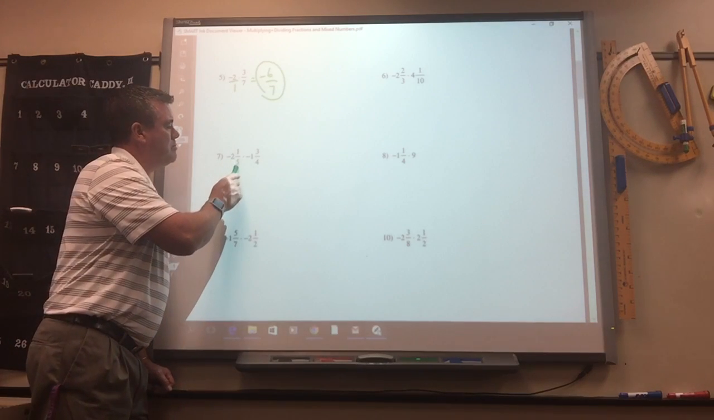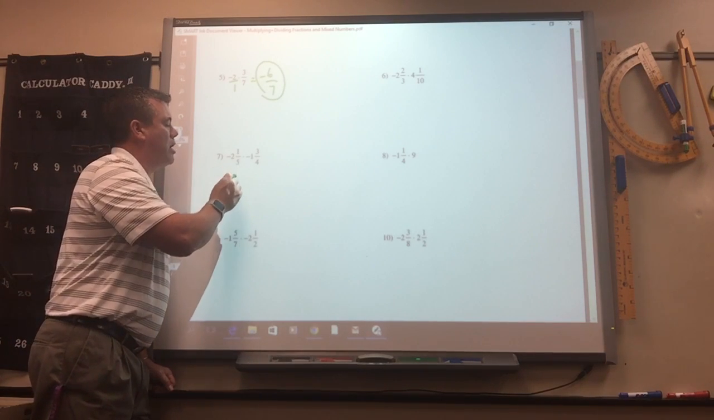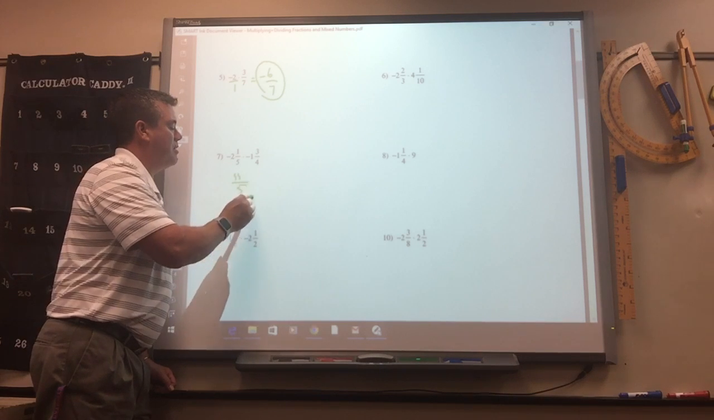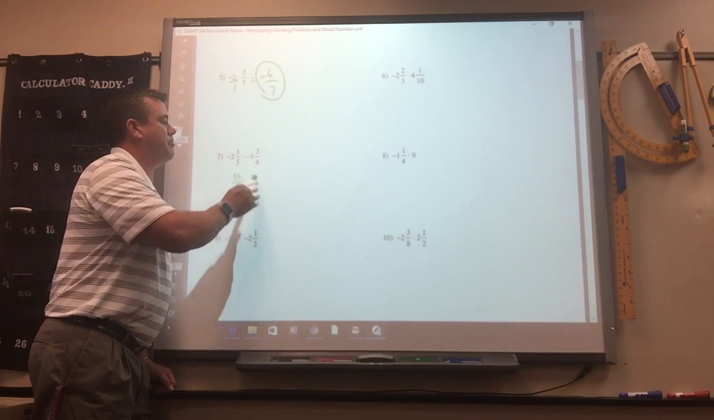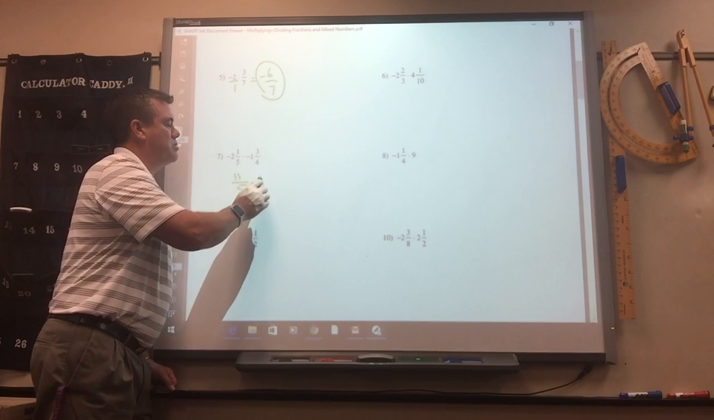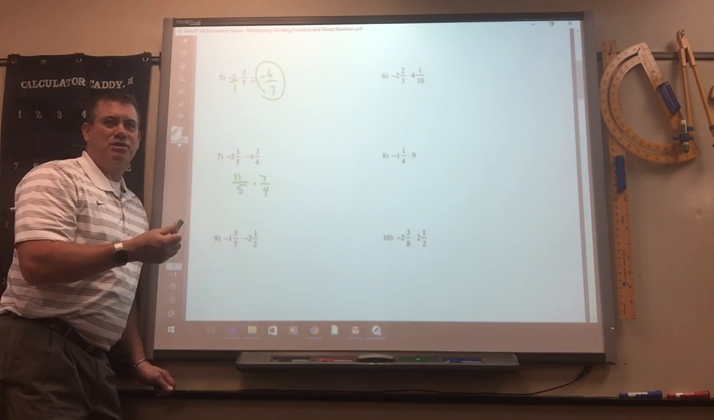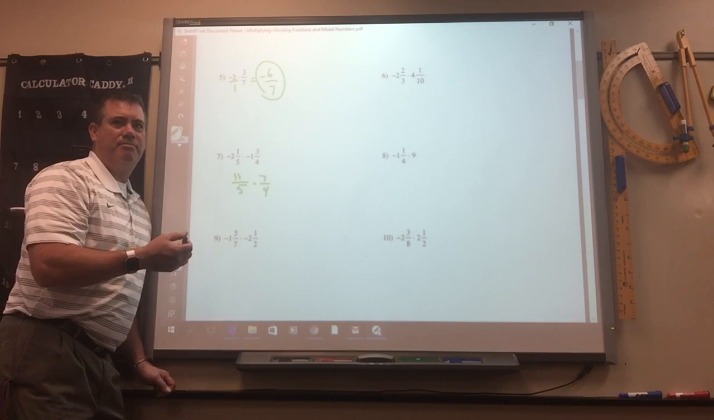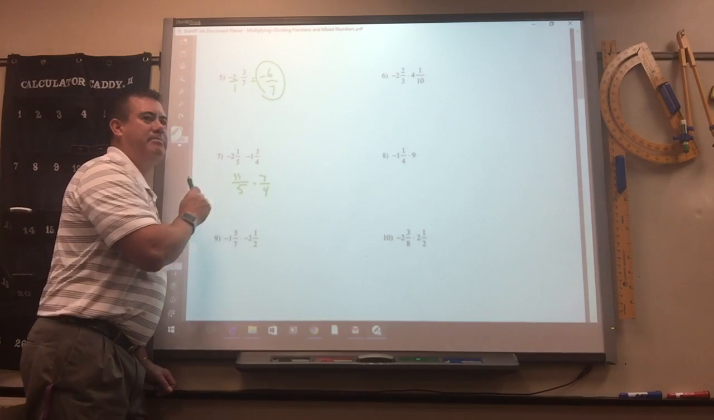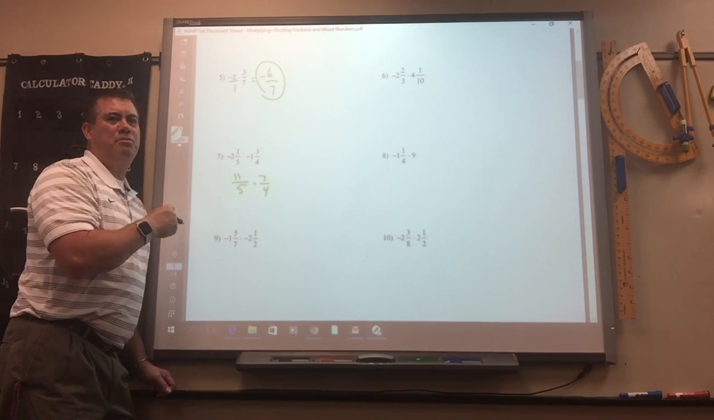You take the 2 times the 5 is 10 and add the 1, so it's 11/5, times 1 times 4 is 4 plus 3 is 7/4. Now is your answer going to be positive or negative? Positive, all positive. Yep, 2 negatives make a positive when you multiply or divide.